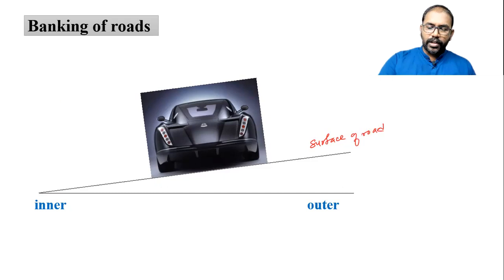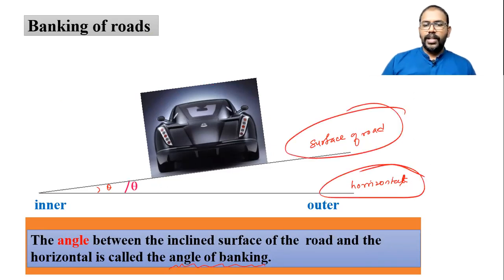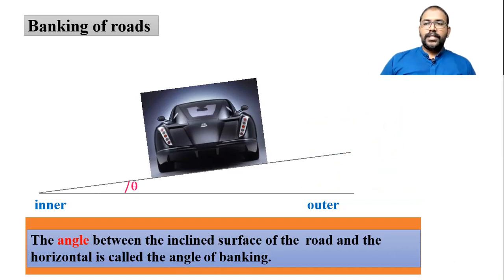And this is horizontal, and this angle is theta, and this angle is called the angle of banking. This is a very important term, angle of banking. Angle of banking means the angle between the surface of the road and the horizontal, or in other words, the angle between the inclined surface of the road and the horizontal is called the angle of banking. In the next article we have to obtain the expression for angle of banking also.